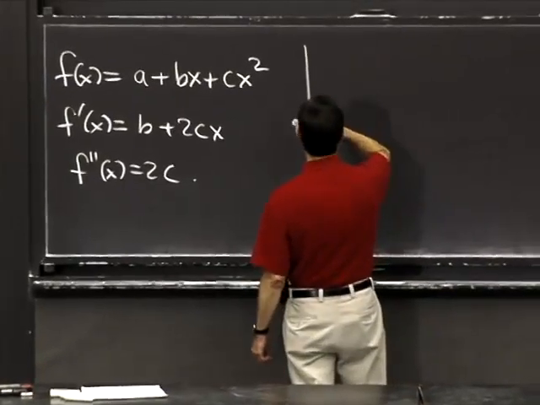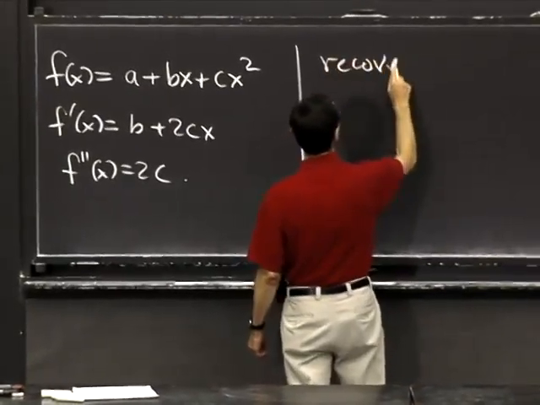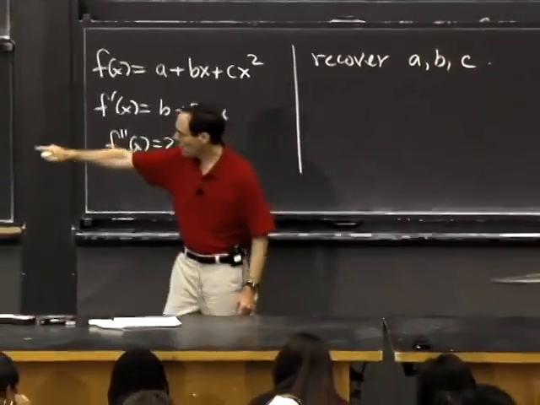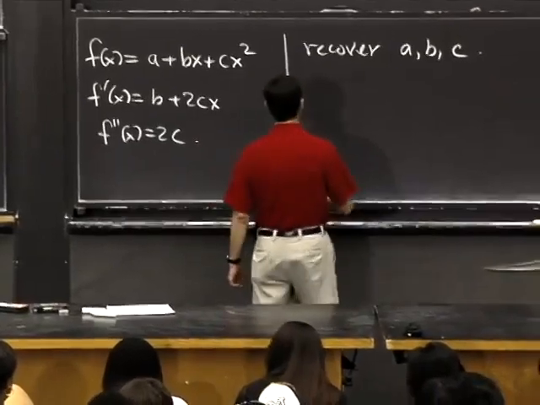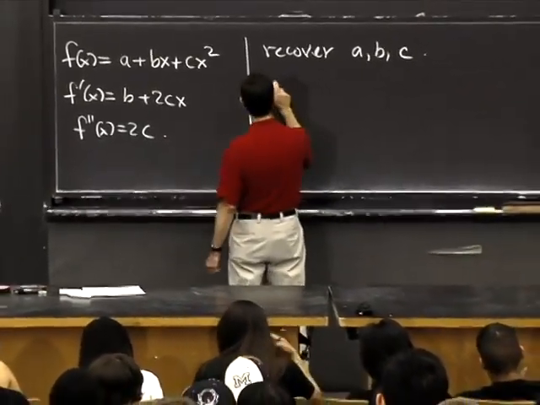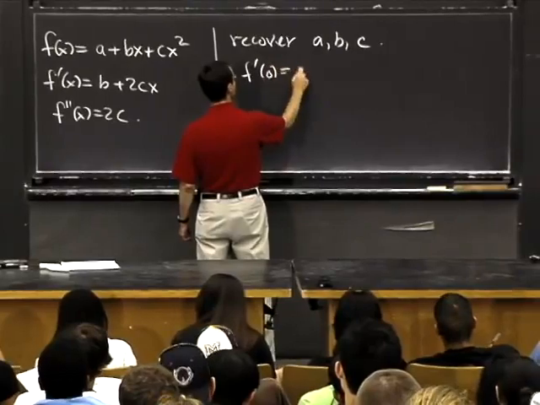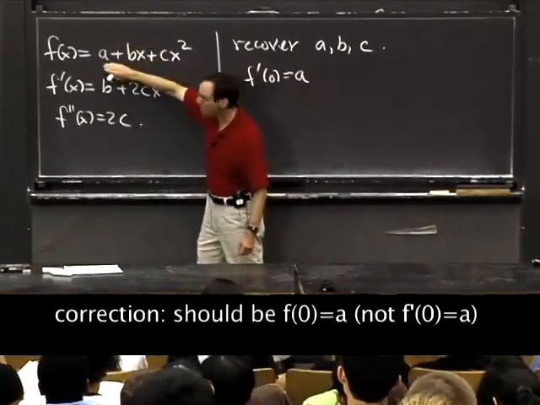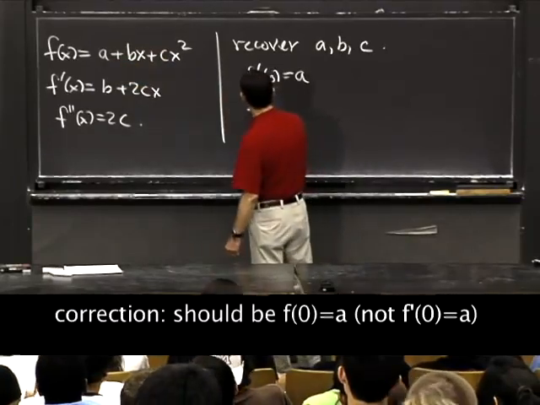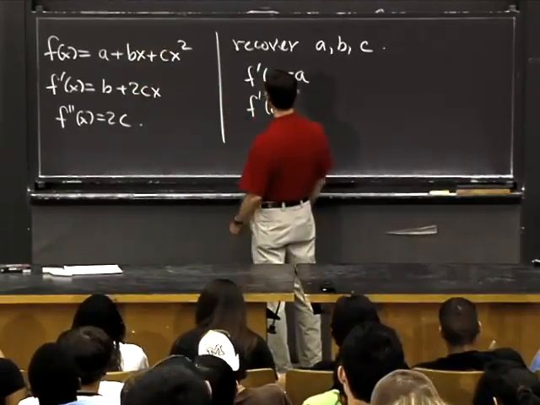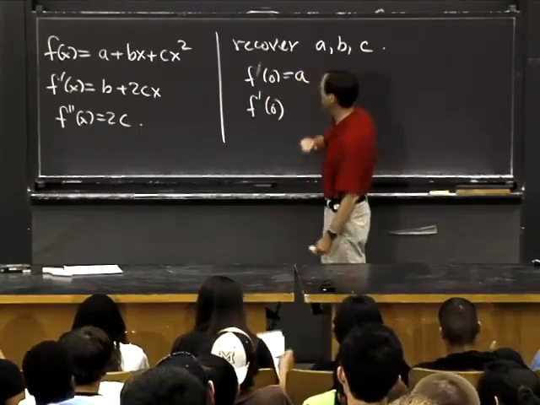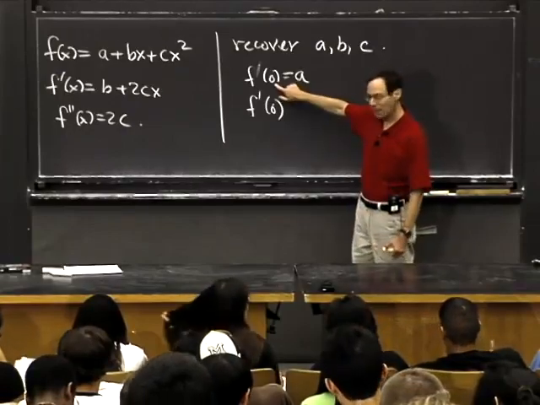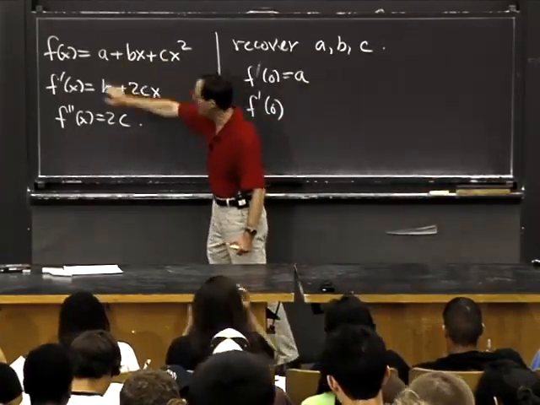Well, we can recover. What is it that we want to recover? We want to recover these numbers a, b, and c using the derivatives evaluated at 0. Let's see. It's pretty easy, actually. f of 0 is a. That's on the nose. If you plug in x equals 0 here, these terms drop out, and you get a. And now f prime of 0, whoops, that was wrong. I wrote f prime, but what I meant was f. All right, so f of 0 is a.